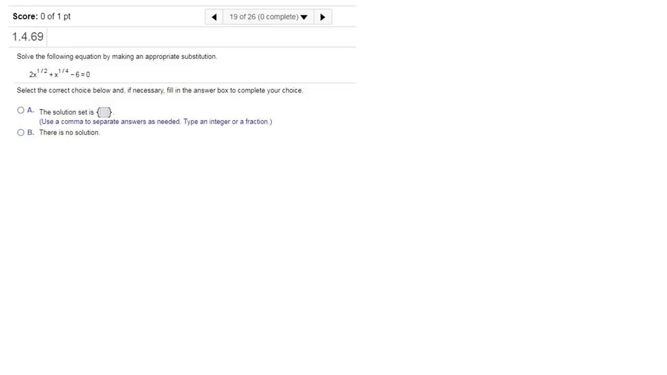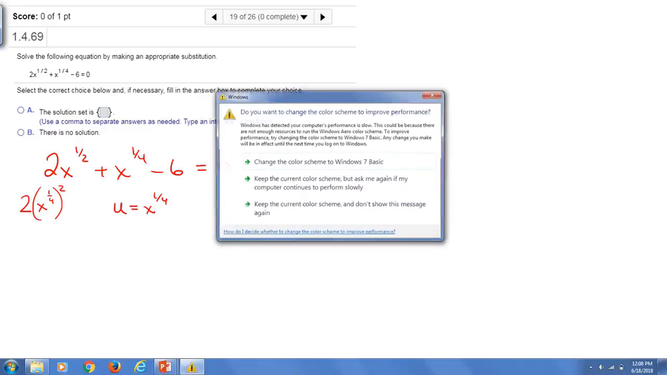All right, and again, making the appropriate substitution. I'm going to write this out again. So 2x to the 1/2 plus x to the 1/4 minus 6 is equal to 0. I'm going to substitute this guy as the 1/4. Usually it's the middle one. So now the question is, is this technically, truly a square of x to the 1/4? Yes, because of that, right? 1/2. 1/4 times 2 gets me a half. Perfect.